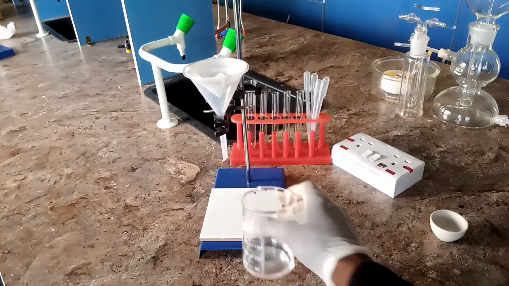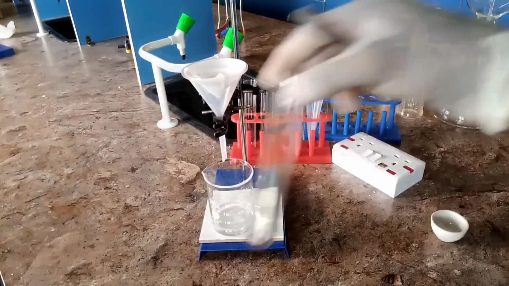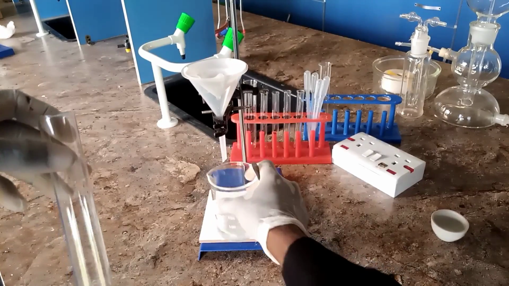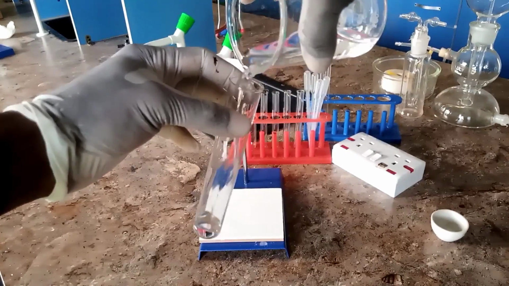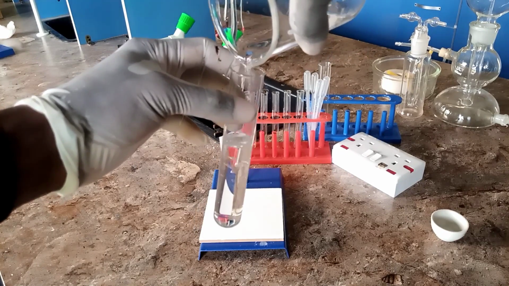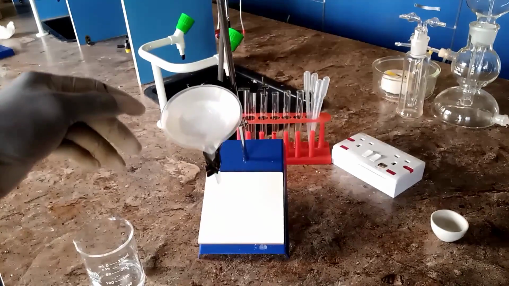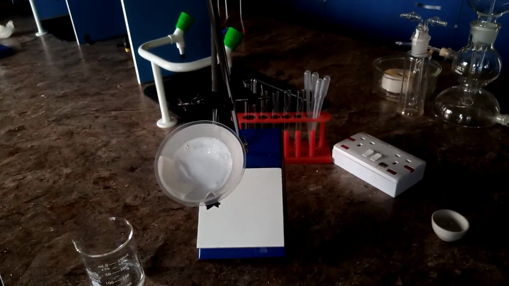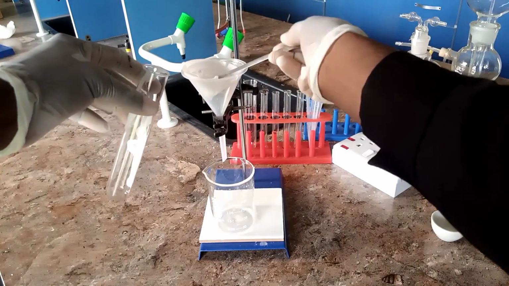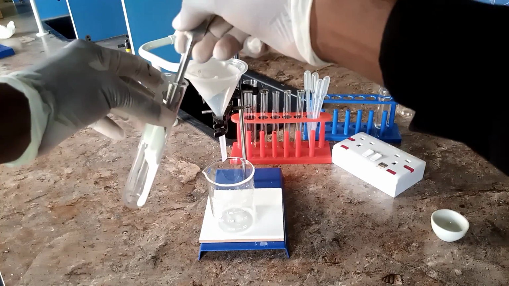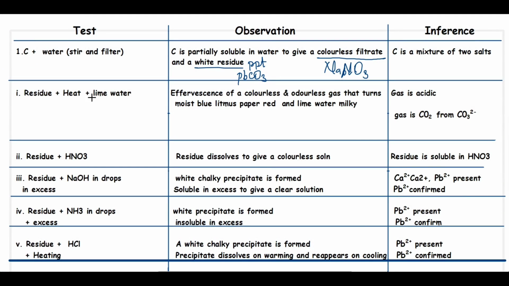So here's our filtrate. You can see that it is colorless, and then we'll turn it into probably a boiling tube. Also, there is a white precipitate, the residue. So we turn it into our boiling tube gradually. Now, the residue plus heat plus lime water.